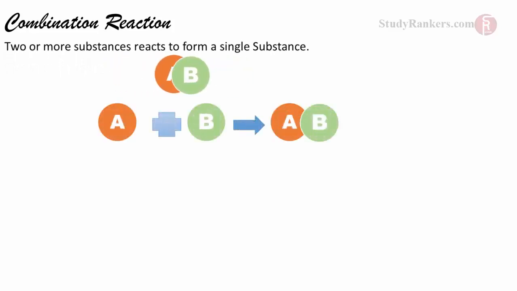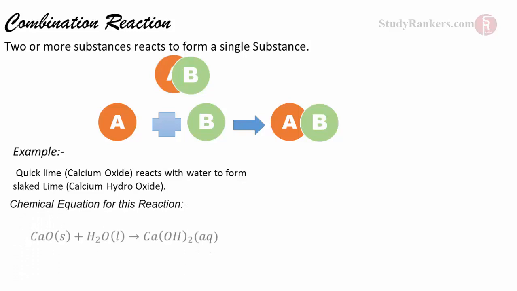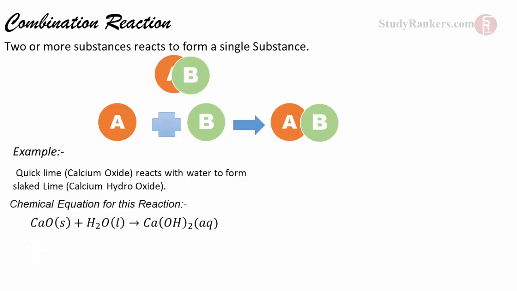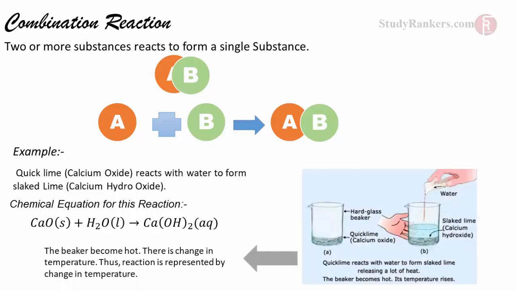In combination reaction, 2 or more substances combine and form a new substance. For example, quicklime, which is calcium oxide, is reacting with water to give calcium hydroxide, which is known as slaked lime. We can write a proper balanced equation for the process. The beaker in which the reaction is taking place has become hot. Thus, a change in temperature here indicates the chemical reaction.